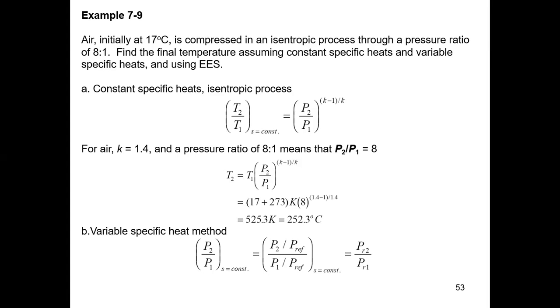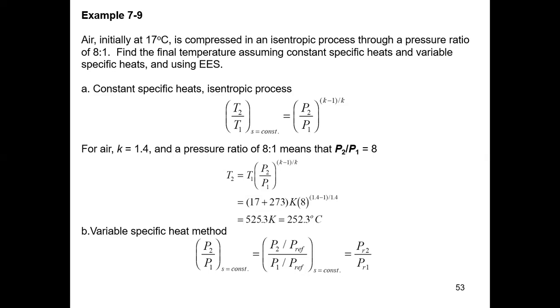Okay. So for constant specific heat, the formula is T2 divided by T1, with entropy S constant, is equal to P2 by P1 raised to the power of (K minus 1) by K. For air, K is 1.4 and a pressure ratio of 8:1 means P2 by P1 is equal to 8. So T2 is equal to T1 times P2 divided by P1 raised to the power of (K minus 1) by K. And so T2 becomes 252.3 Celsius.